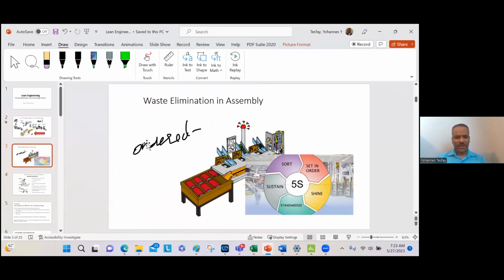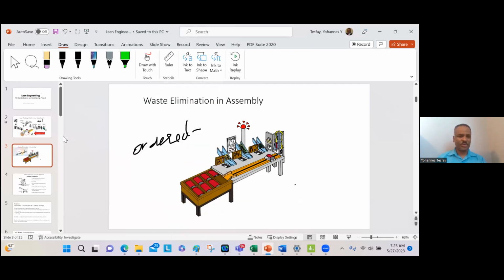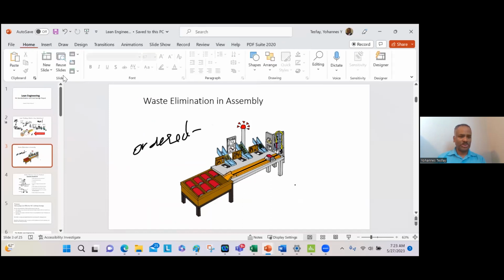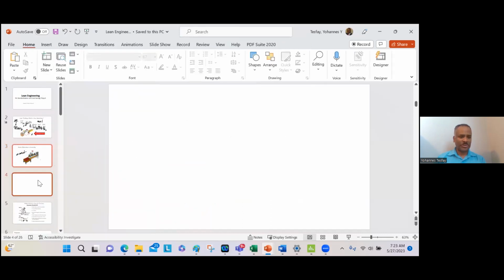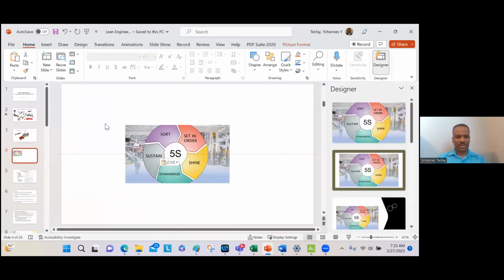So what are those 5S? Sort. It should be sorted. Set in order. You're going to make it ordered. Shine. Just make it clean, everything. And standardize. Standardize means it should be the same every time. And sustain. Sustain means continue with standardization. Let me cut this one and put it right here. Okay, like that. So I'm going to discuss what this means.